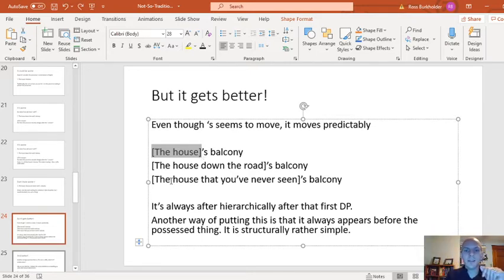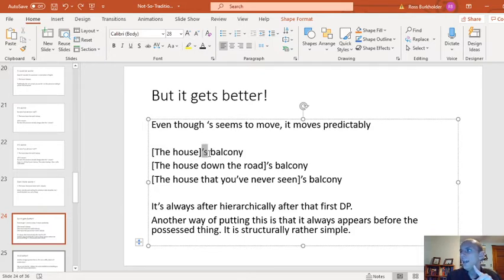Or even worse, the house that you've never seen's balcony. The apostrophe S attaches to this whole phrase in some way. Or even another way you can view this is that the apostrophe S is actually more closely in a relationship with the possessed, with balcony here, than it is to the possessor, to the house.